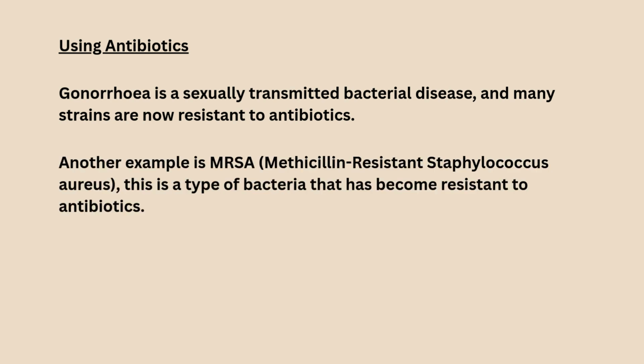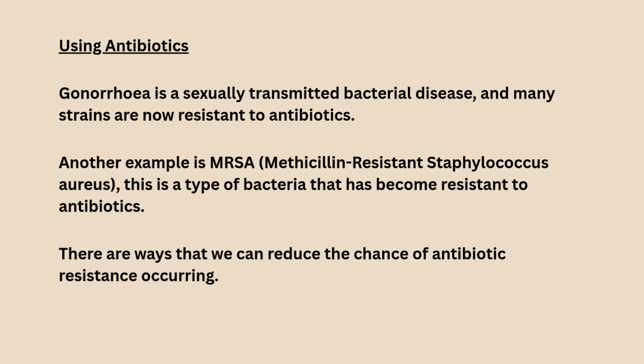Another example is MRSA. This is a type of bacteria that has become resistant to antibiotics. And there are ways that we can reduce the chance of antibiotic resistance occurring. In the case of a mild, non-serious bacterial infection, for a normal person, antibiotics should not be prescribed because their immune system will be able to kill the bacteria. However, antibiotics should only be prescribed in young, elderly, or those who have a compromised immune system.